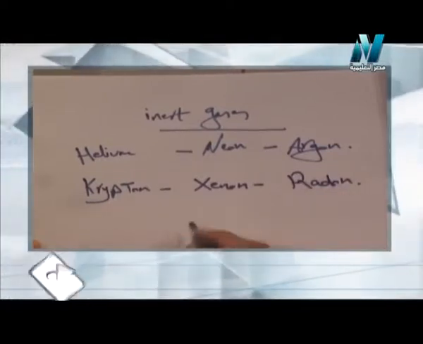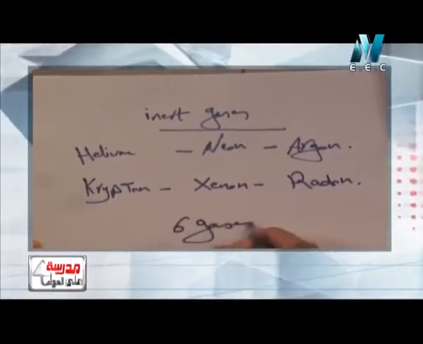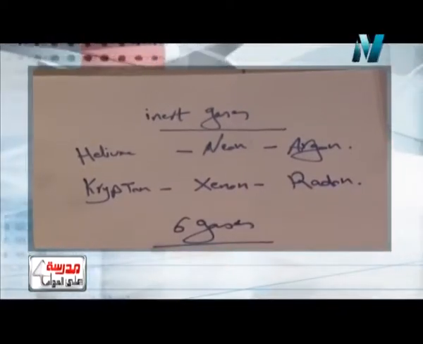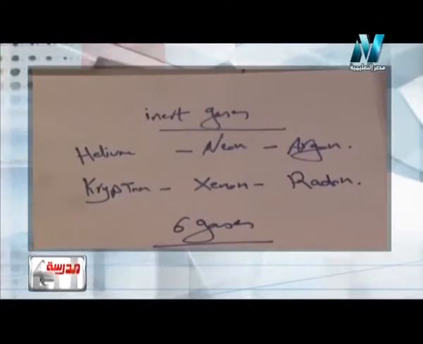So we have 6 gases which are inert gases. Any one of them can be used in the electric lamp if it is available in our country. So again, we have helium, neon, argon, krypton, xenon, radon. Any one of them we can use in the electric lamp if it is available. But in this question, I have a trick.